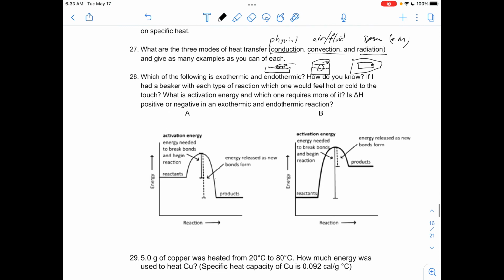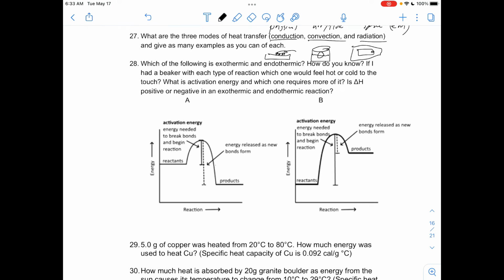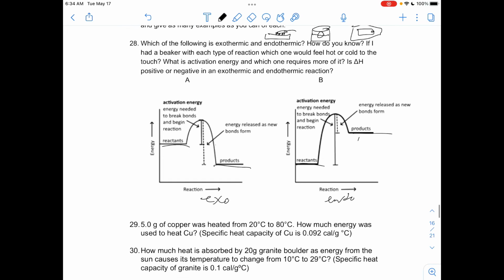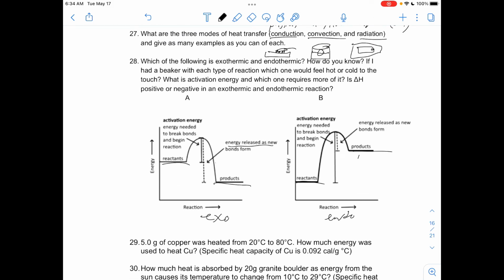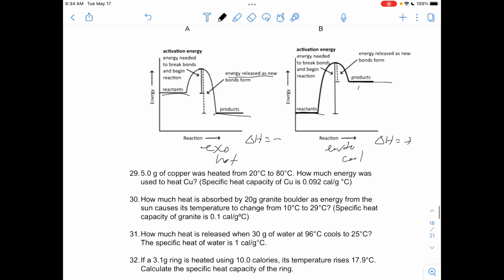Okay, which of the following is exothermic or endothermic? How do you know? Would it feel hot or cold? Because this one ends up lower than you started with, it lost energy, so it's exo. This one ended up with more energy, so it's endothermic. Exothermic reactions release energy, so it would feel hot to the touch. Endothermic reactions absorb energy, so it would feel cool. It would be absorbing energy from your hand. Delta H would be negative for exothermic reactions and positive for endothermic. Exothermic negative, endothermic positive.